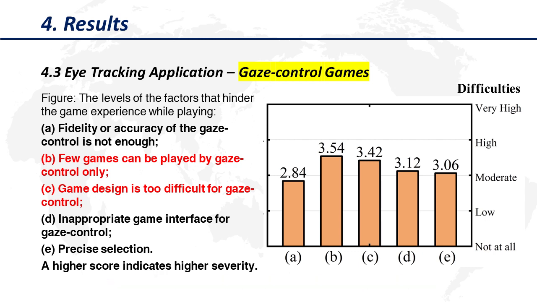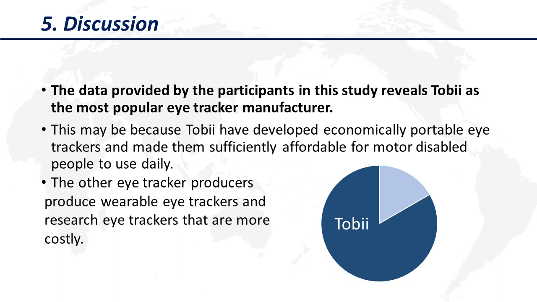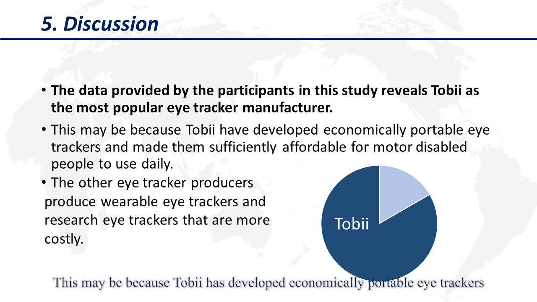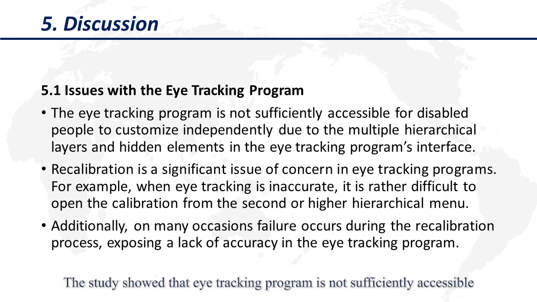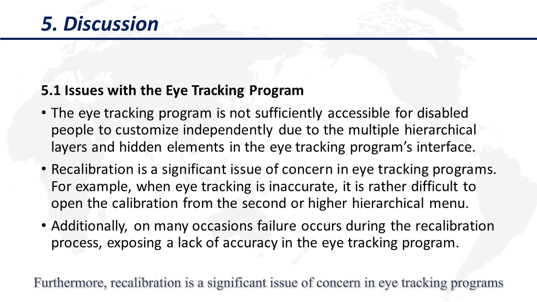slightly higher than moderate. The data provided by the participants in this study reveals Tobii as the most popular eye tracker manufacturer. This may be because Tobii has developed economically portable eye trackers and made them sufficiently affordable for motor-disabled people to use daily. The study showed that eye tracking programs are not sufficiently accessible for disabled people to customize independently due to the multiple hierarchical layers and hidden elements present in the eye tracking program's interface. Furthermore, recalibration is a significant issue of concern in eye tracking programs.